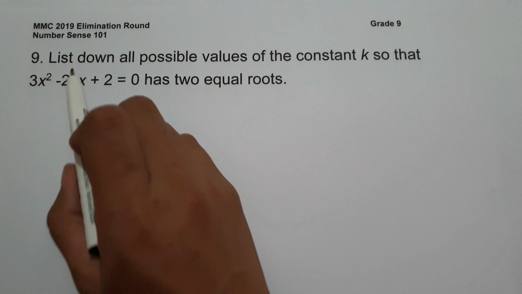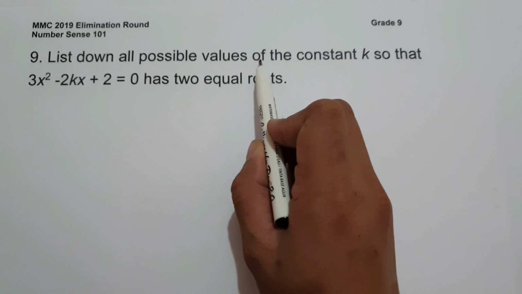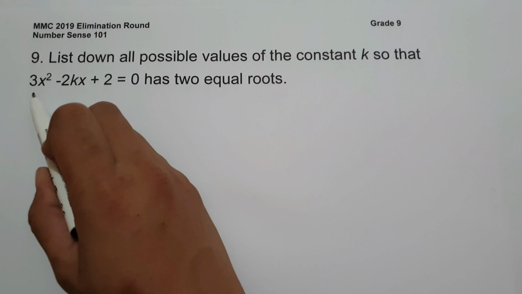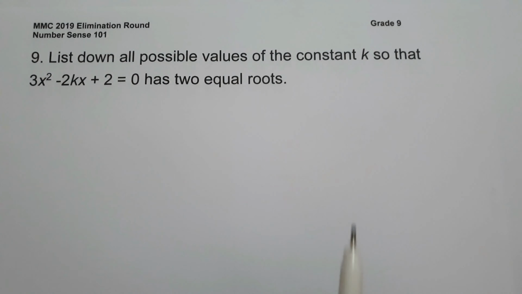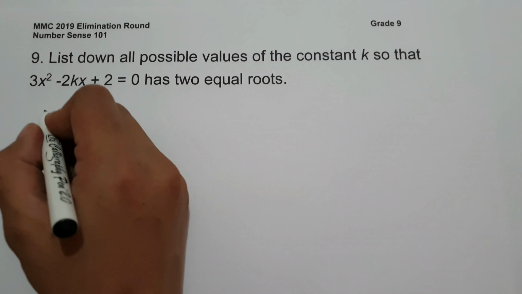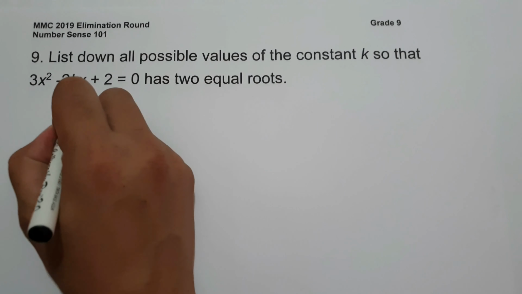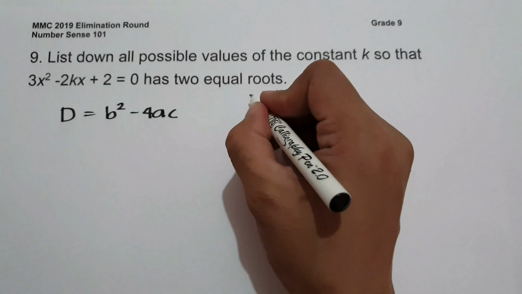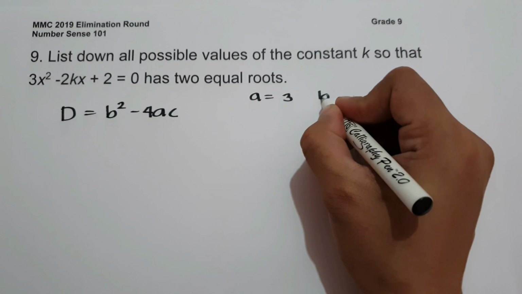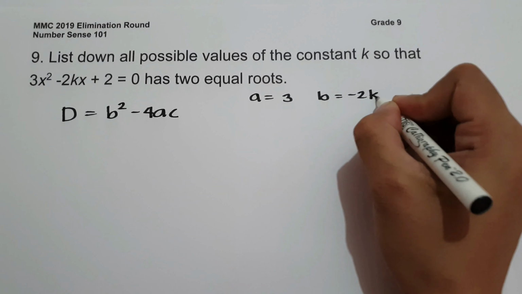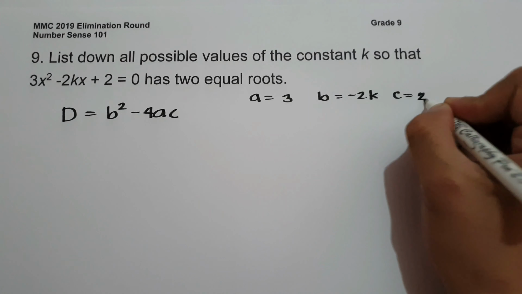On number 9, list down all possible values of the constant k so that 3x squared minus 2kx plus 2 equals 0 has 2 equal roots. So to list down all possible values of the constant k, let us have the discriminant, that is d equals b squared minus 4ac. So let us identify the given. The value of a is 3, the value of b will be negative 2k, and the value of c will be 2.